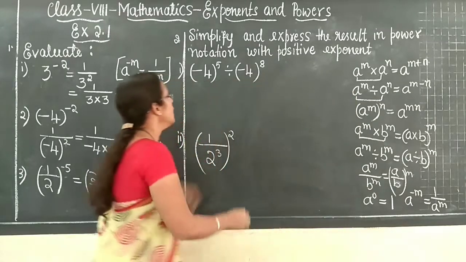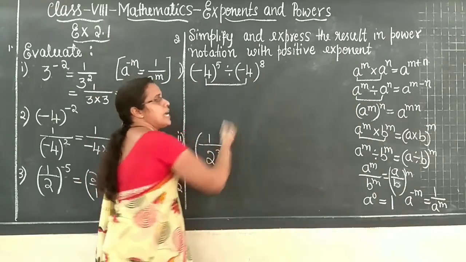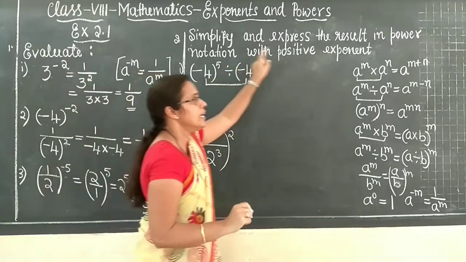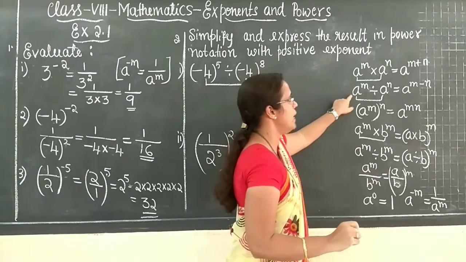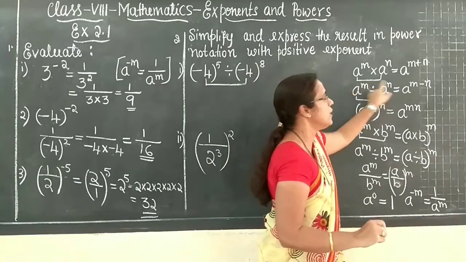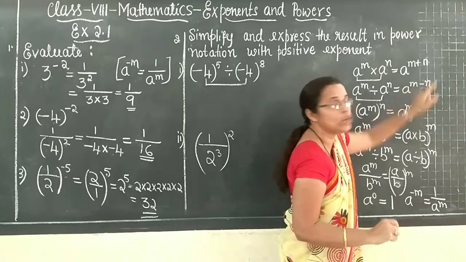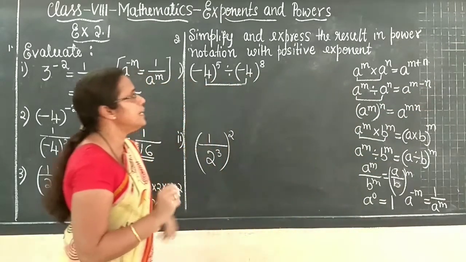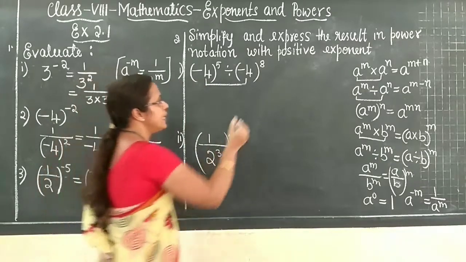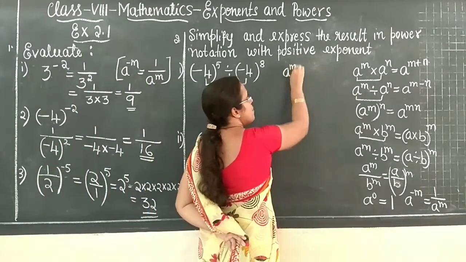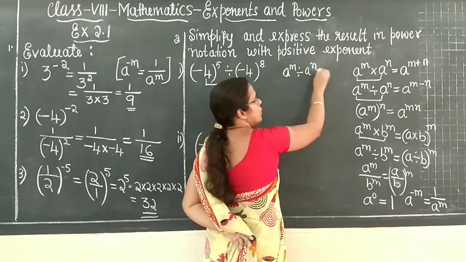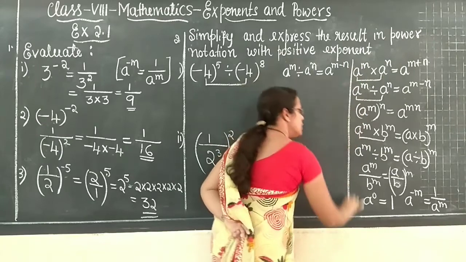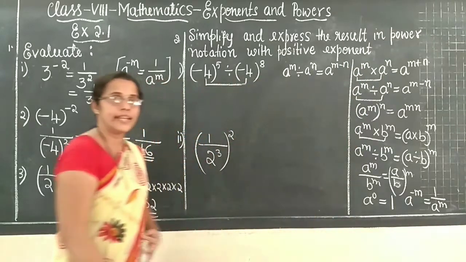See here, the bases are same, powers different. Here the second case is this: bases are same, powers different means powers you have to subtract. Which law to use, children? Have to use the second law. What is the second law? A to the power m divided by a to the power n is equal to a to the power m minus n. So it is based on the second law.